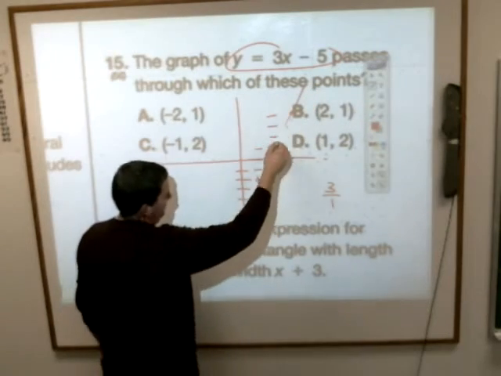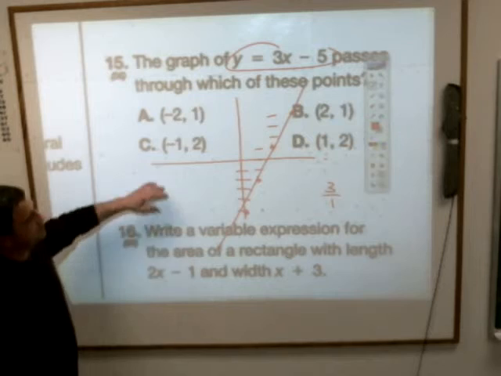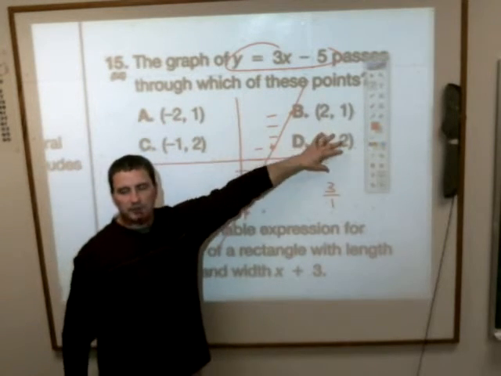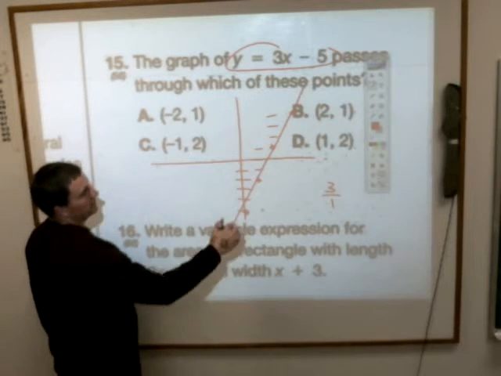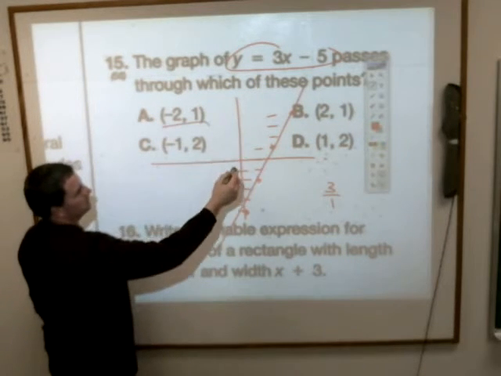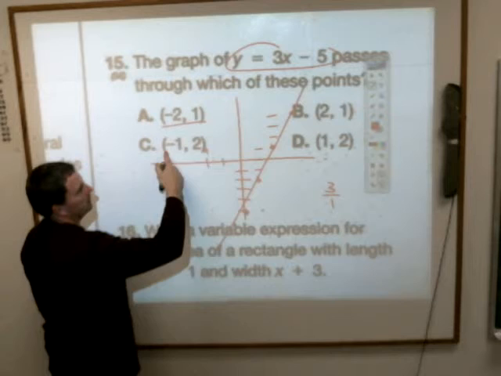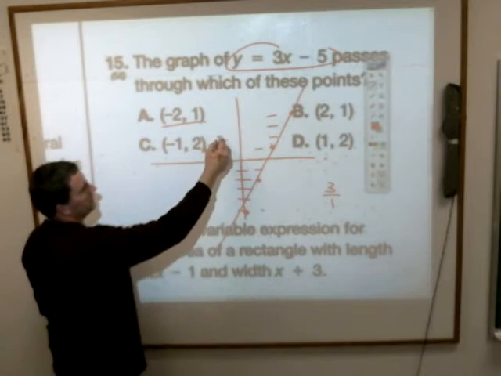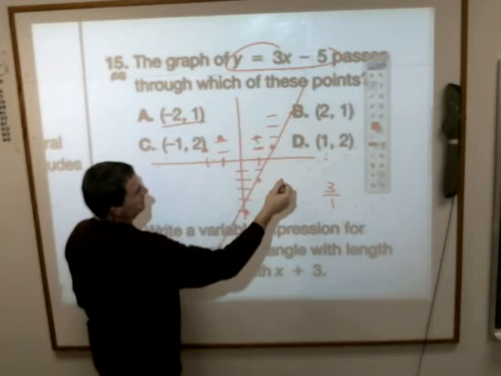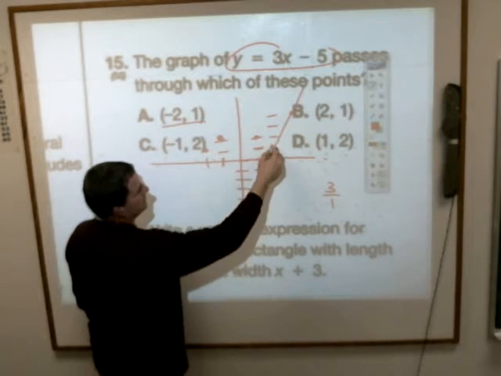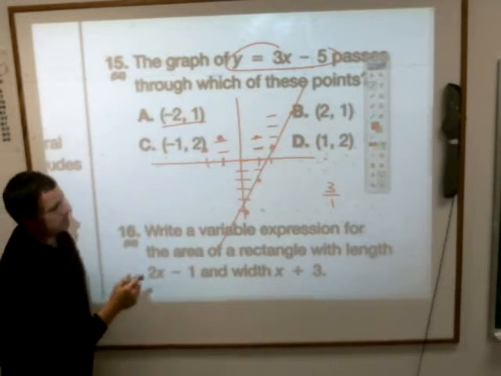Here is the graph of that line. Which one of these points will fall on that line? How do you know? Well, you want to look at them. -2, 1 is here. -1, 2 is here. 1, 2 is here. And 2, 1 is right there. So it has to be this one.